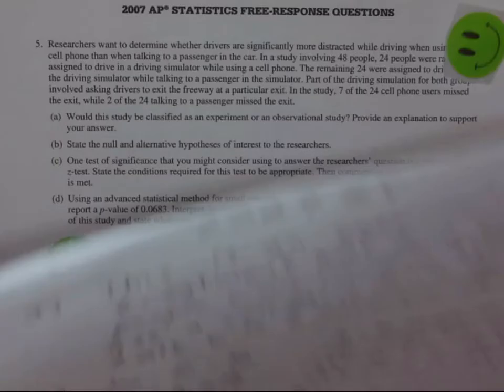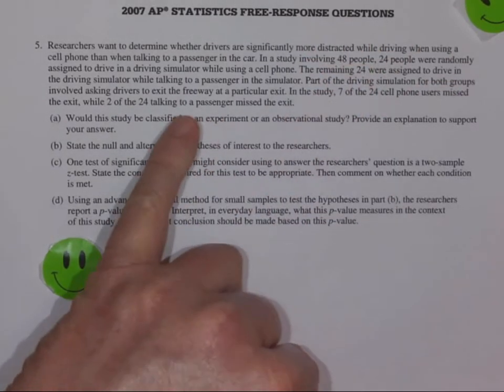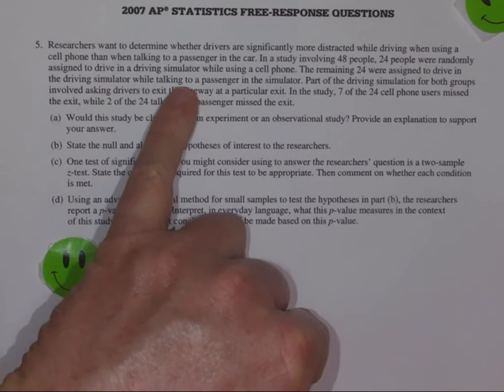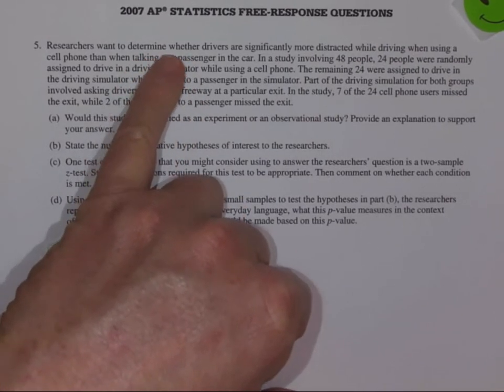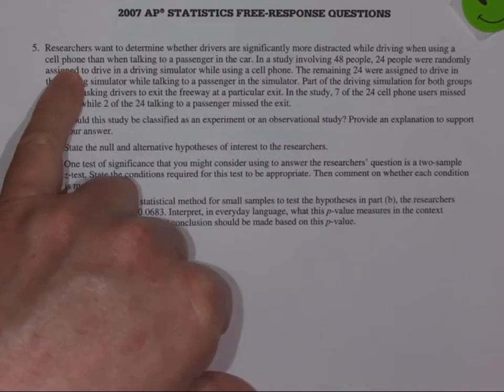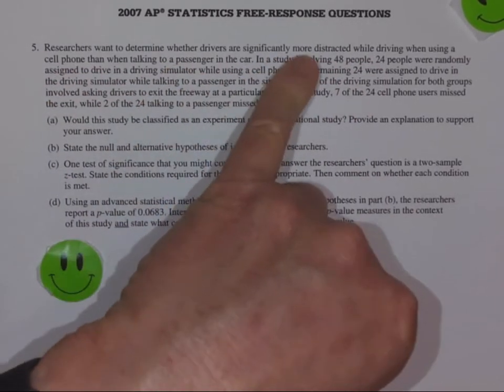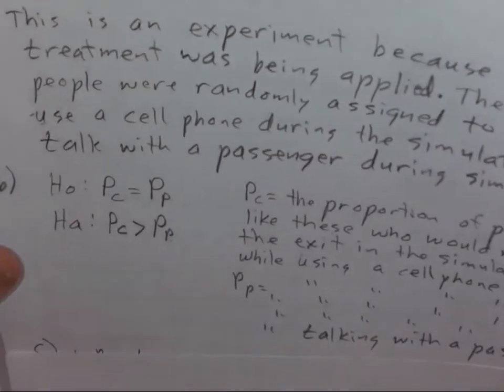Okay, and I went with greater than. It said up here, in the first line, whether drivers are significantly more distracted while driving using a cell phone than when talking to a passenger. So that would be the clue for the alternative being greater than. So that's why we went greater than there.